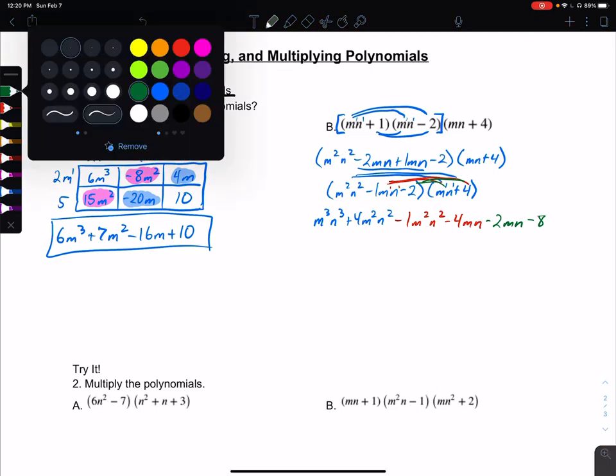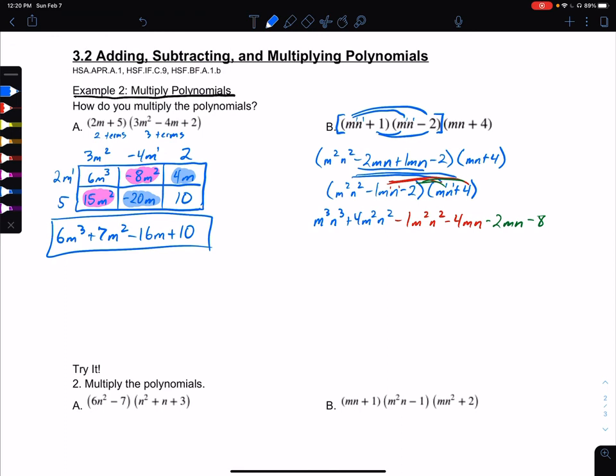Now you can see why using the Punnett square method is a little bit neater. It's much easier to organize your terms rather than just having them listed out. But whatever method works for you, stick with that method. Now I need to look for like terms. We're just going to add or subtract those like terms. The m cubed n cubed, there's nothing similar to that. So let's just bring that down. This 4m squared n squared matches up with this minus 1m squared n squared. So let's combine those. So it'd be plus 3m squared n squared.